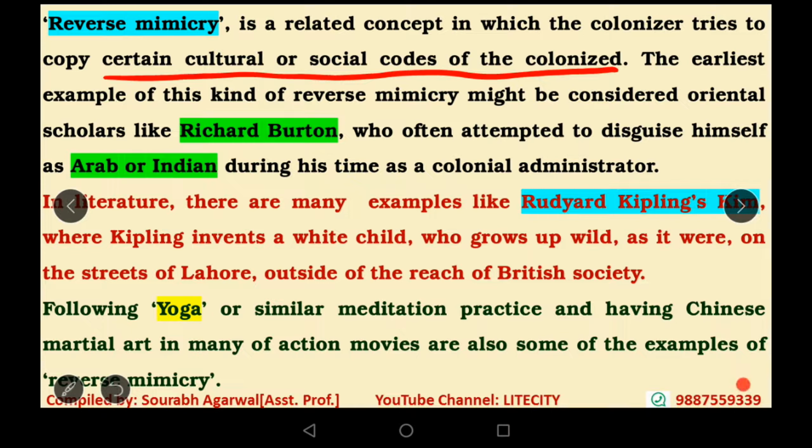The earliest example of this kind of reverse mimicry might be considered the example of Oriental scholars like Richard Burton, who often attempted to disguise himself as an Arab or an Indian during his time as a colonial administrator. In literature, there are also many examples like Rudyard Kipling's Kim, where Kipling invents a white child who grows up wild, as it were, on the streets of Lahore outside the reach of British society. Another telling example is that of yoga or meditation practices or feng shui or Chinese martial art. In many of the action movies, they are examples of reverse mimicry.